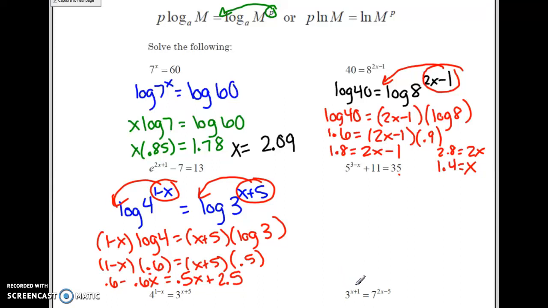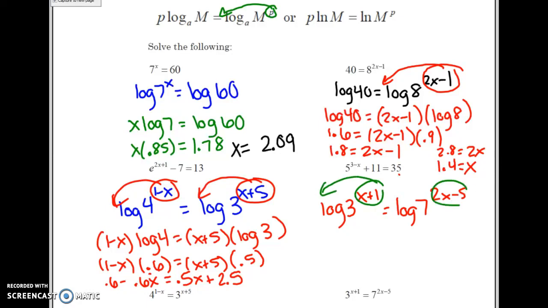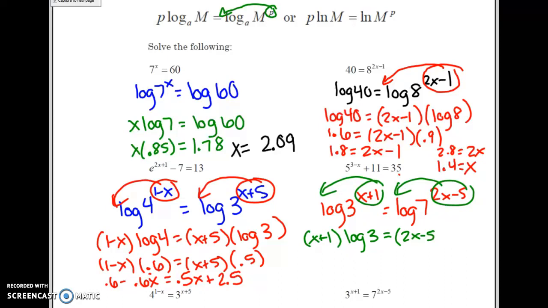There's nothing I need to move, but I'm going to have to take the log of both sides. So log of 3 to the x plus 1 needs to equal log of 7 to the 2x minus 5. In this case, I'm going to have to move 2 sets of parentheses again. (x plus 1) log 3 needs to equal another set of parentheses, (2x minus 5) log 7. So then from there, I would figure out what log 3 is, figure out what log 7 is, distribute, and solve like you would solve any other problem.